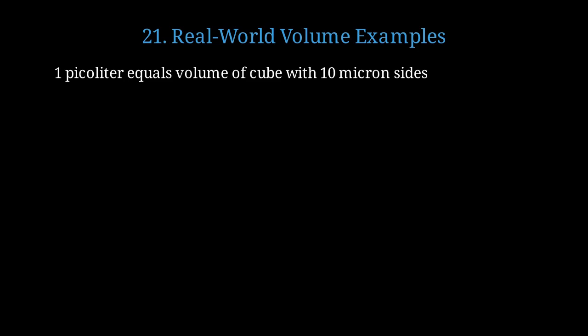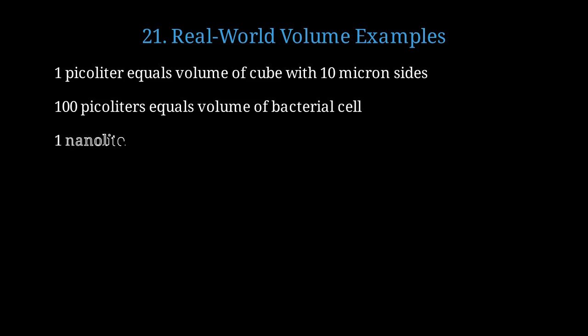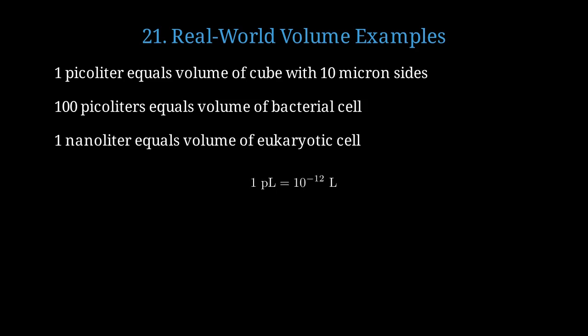Let's put droplet volumes in perspective with everyday comparisons. 1 picoliter equals the volume of a cube with 10 micron sides, about 1/10 the width of a human hair. 100 picoliters is roughly the volume of a bacterial cell. 1 nanoliter is approximately the volume of a typical eukaryotic cell. 1 picoliter equals 10 to the negative 12 liters.